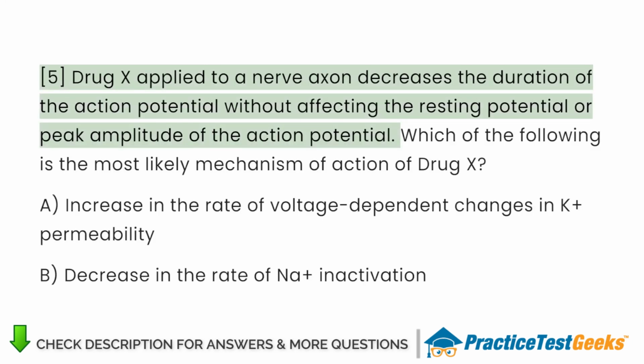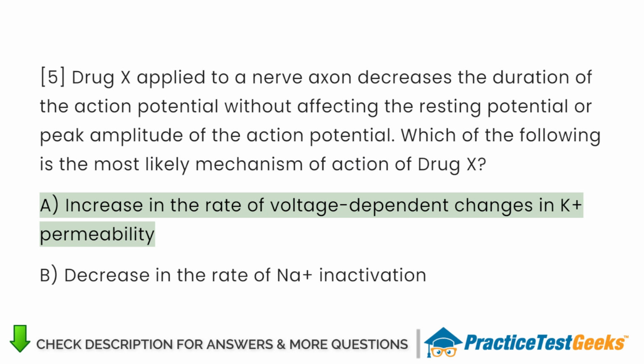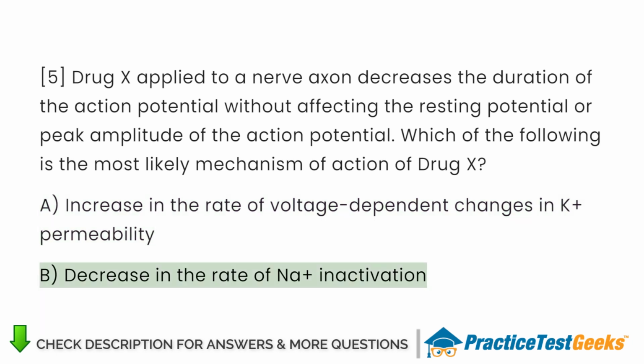Drug X applied to a nerve axon decreases the duration of the action potential without affecting the resting potential or peak amplitude of the action potential. Which of the following is the most likely mechanism of action of drug X? A. Increase in the rate of voltage-dependent changes in K+ permeability. B. Decrease in the rate of Na+ inactivation.